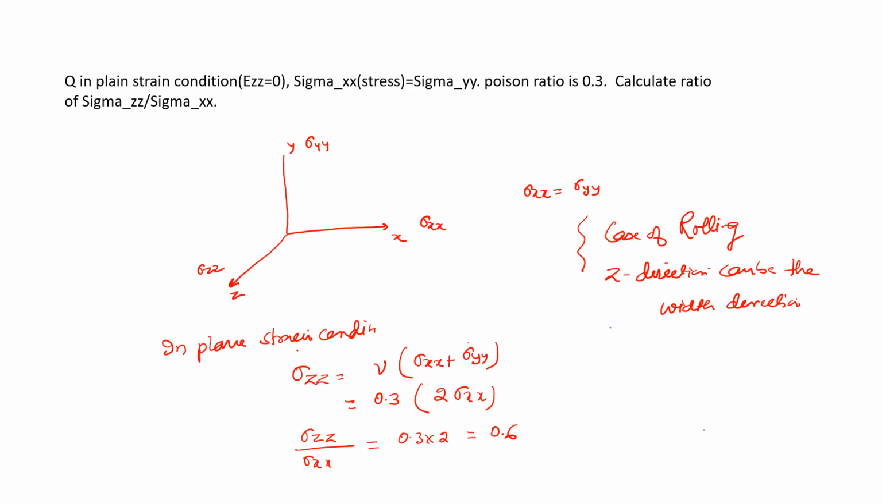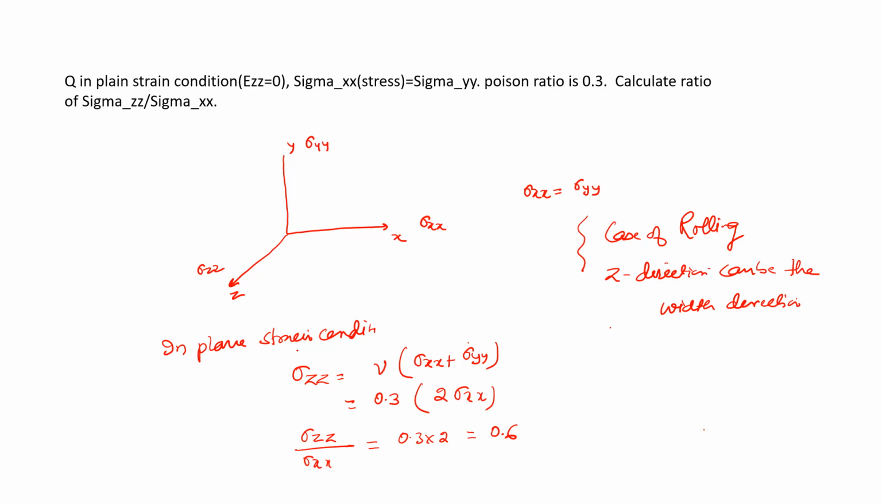Next, this is in plane strain condition. Plane strain means strain is in two directions, so that's why the strain in the z direction is given as 0. Sigma xx and sigma yy are both equal. Poisson ratio is 0.3. Calculate the ratio of sigma zz by sigma xx. So guys, during a plane strain condition, we need to remember the formula for the direction in which there is no strain, but there is a stress.